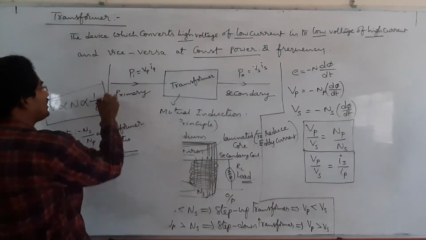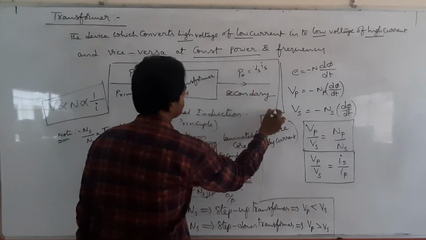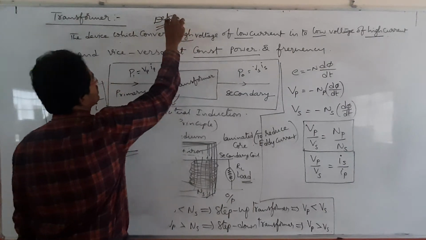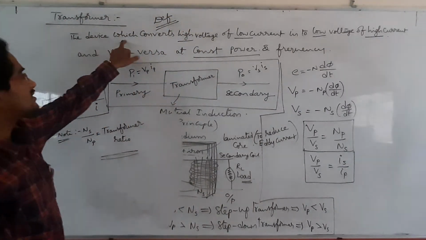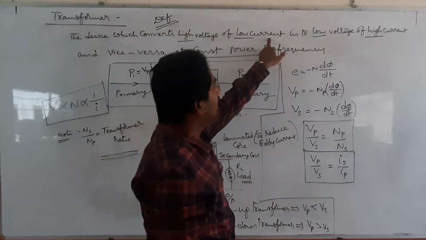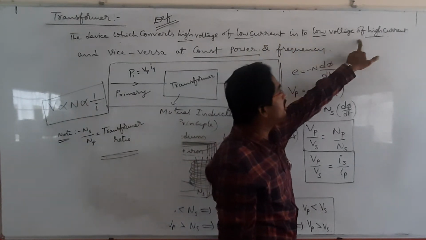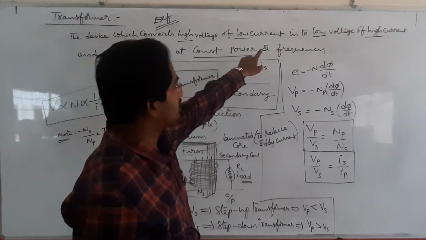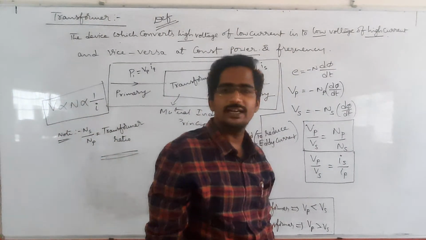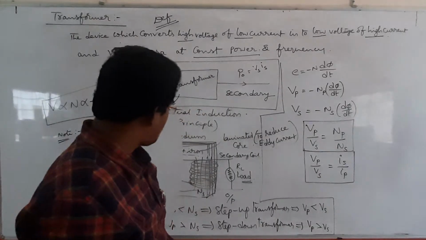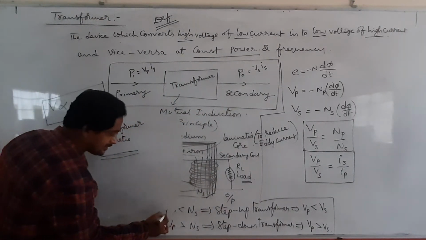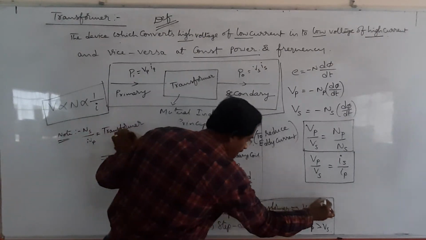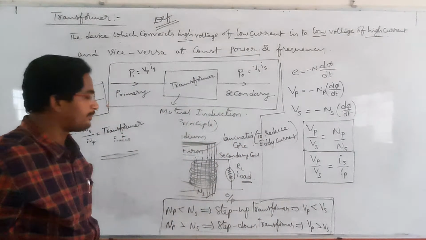It is a block diagram, and it is a definition. The device which converts high voltage of low current into low voltage of high current and vice versa at constant power and frequency. Transformers are of two types, this is a very important point: step up and step down.